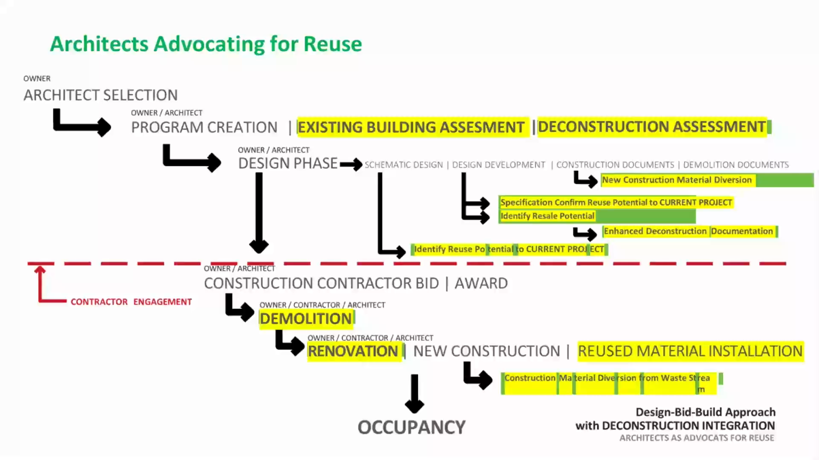So you can see where in that process you would put in a deconstruction assessment, where you would put in confirming the reuse potential within a current project. Are you going to keep reused materials within the project? Are you going to donate them to Construction Junction? What are you going to do? And then once the contractor is on board, how do you engage the contractor in this process, particularly if you're trying to install used building materials? Next slide.